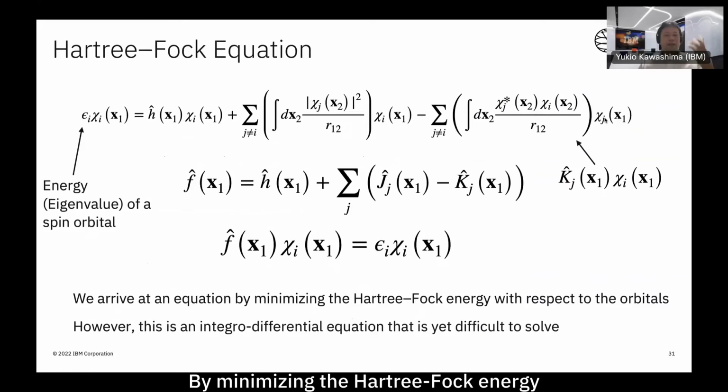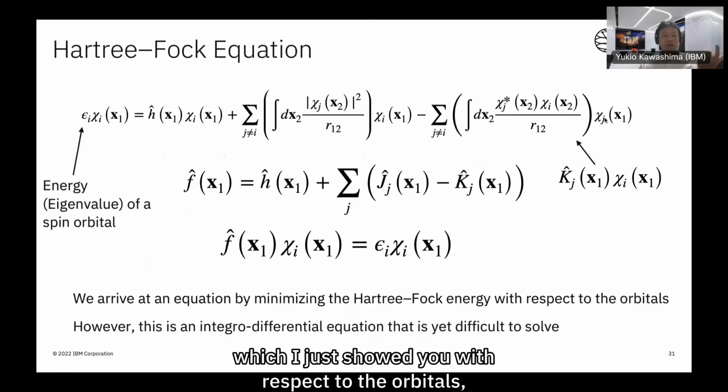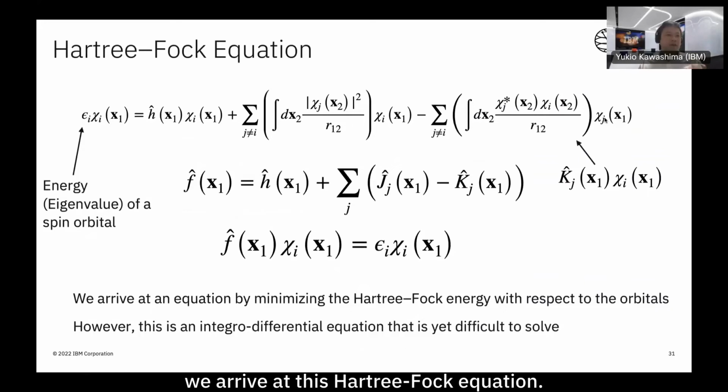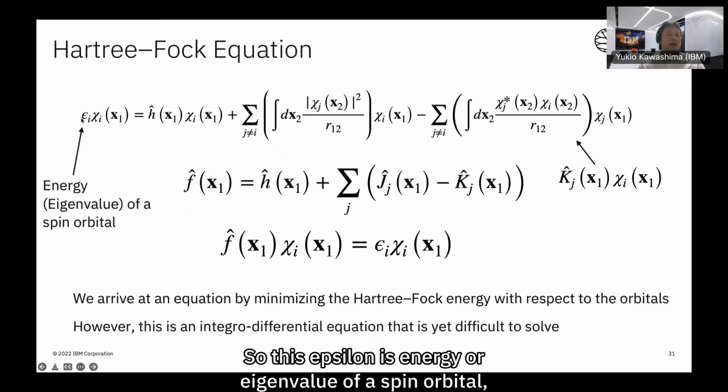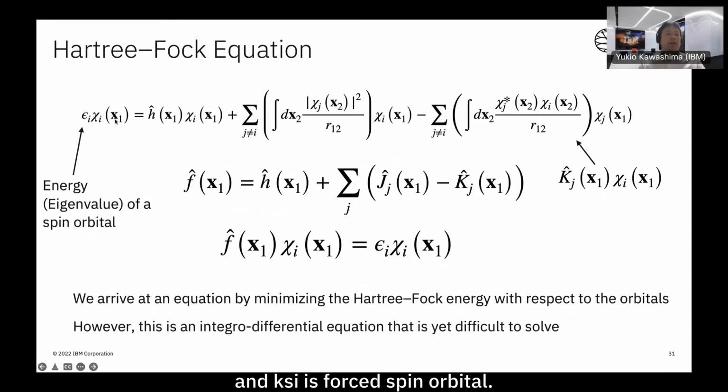By minimizing the Hartree-Fock energy, which I just showed you, with respect to the orbitals, we arrive at this Hartree-Fock equation. So this epsilon is the energy or eigenvalue of a spin orbital, and chi I is, of course, the spin orbital. And H is the one electron term, which is the kinetic energy of the electrons and electron nucleus attraction.